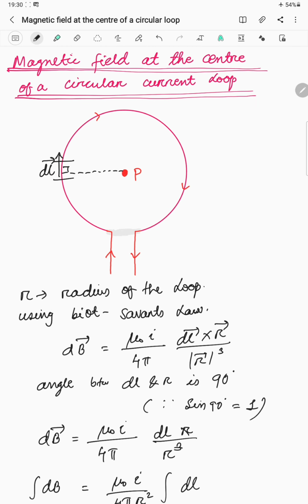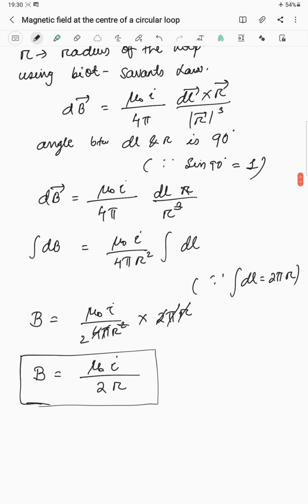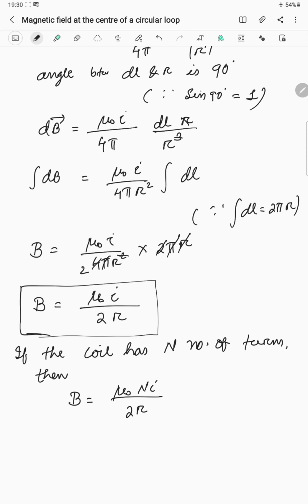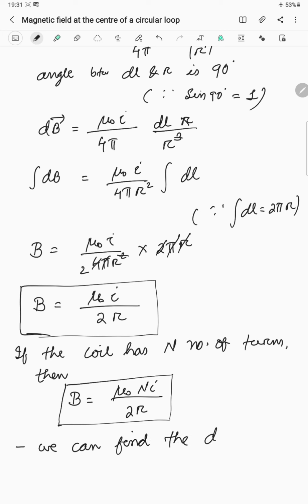Now you see here we have considered only one current loop. Suppose we have capital N number of turns in this coil. Then what will be the magnetic field? If the coil has capital N number of turns, then B will be mu naught N I divided by 2r. So this will be the magnitude. Now we have found the magnitude. What about the direction? We can find the direction of the magnetic field using a law which is called the right hand rule.